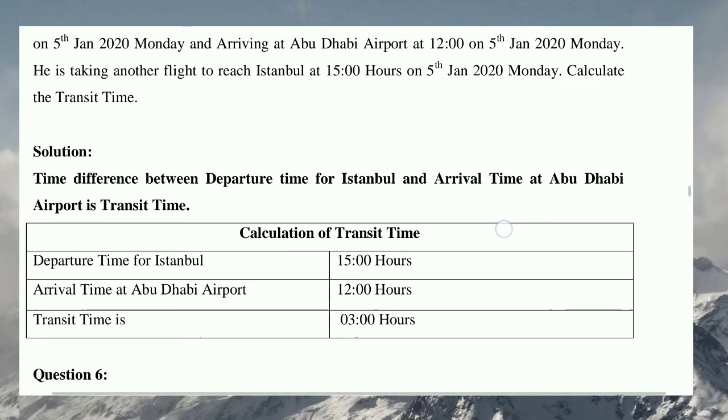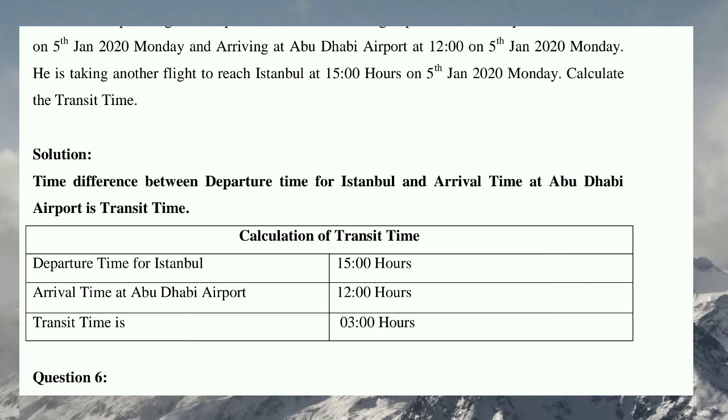What is the departure time here? The departure time is 15 hours and the arrival time is 12 hours. You just need to deduct 12 hours from 15 hours so that you can find the transit time. Once you deduct 12 hours from 15 hours, the difference between these two times comes to 3 hours. So that is our transit time.